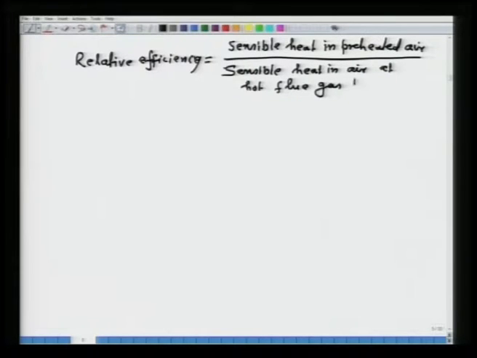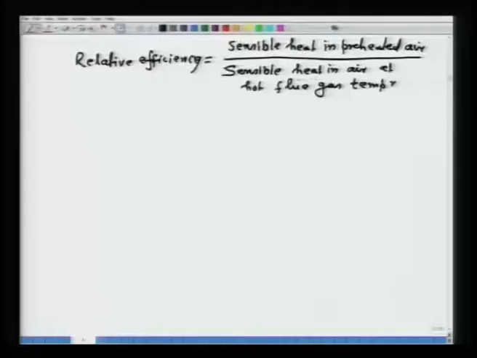This already I have illustrated how to calculate this. Now, here relative efficiency is given. So, what can we calculate? Relative efficiency is given, we can calculate sensible heat in air at hot flue gas temperature. Hot flue gas temperature is 1327 degrees Celsius, the heat content values are given. So, you can calculate both things.